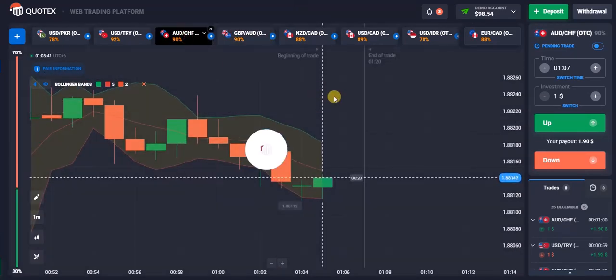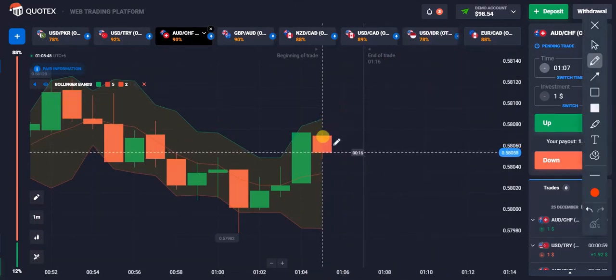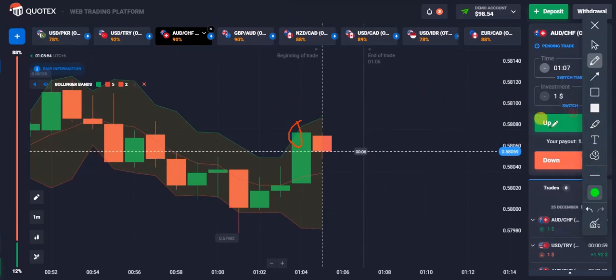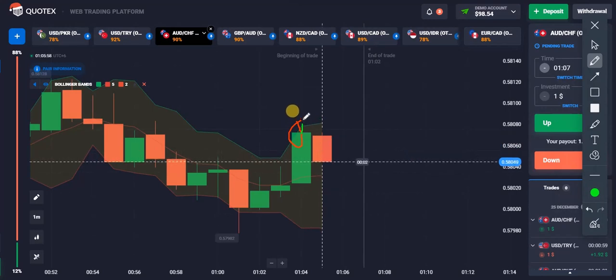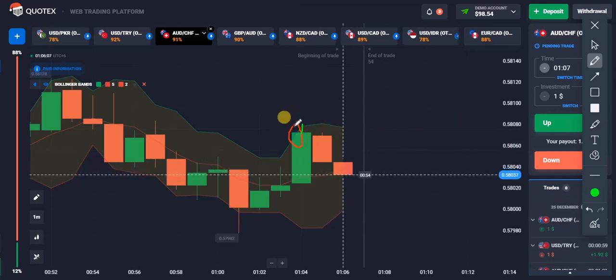Okay, so you might have a question about this one, because as you can see, this green candle actually touched the red one, but I don't take this sort of trade. If there was a wick right here, and it touched the upper line like this, then we would have taken this trade. But as it just touched the upper line with a side corner, we are not gonna take this trade.